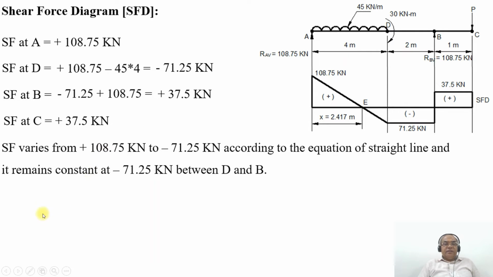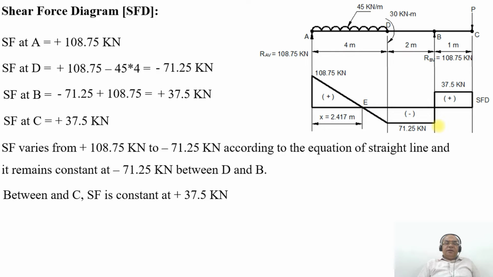So that is what we have given as the explanation here: plus 108.75 kilonewton to minus 71.25 kilonewton according to the equation of a straight line, and it remains constant at 71.25 kilonewton between D and B. Then between B and C, SF is constant at plus 37.5 kilonewton. That is, between B and C, it remains constant at plus 37.5 kilonewton.